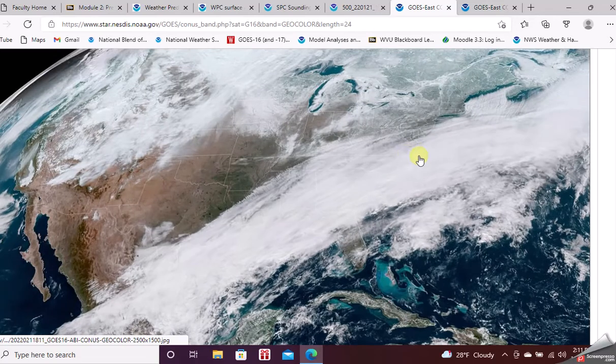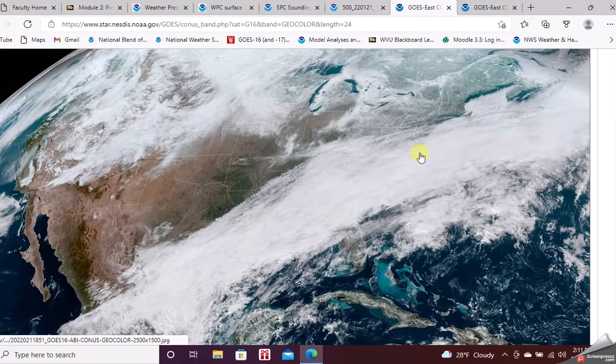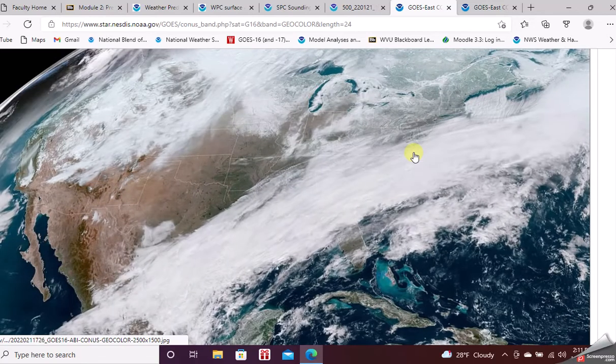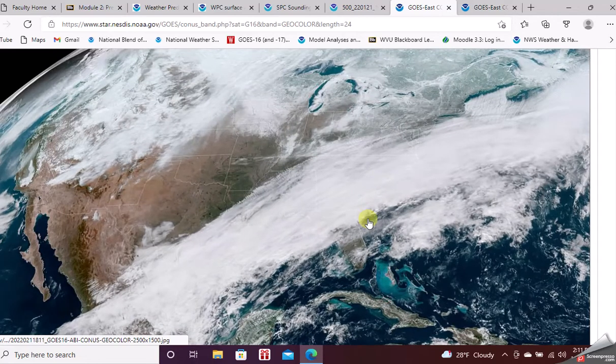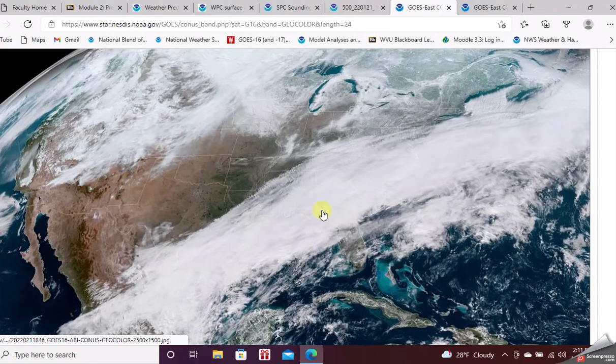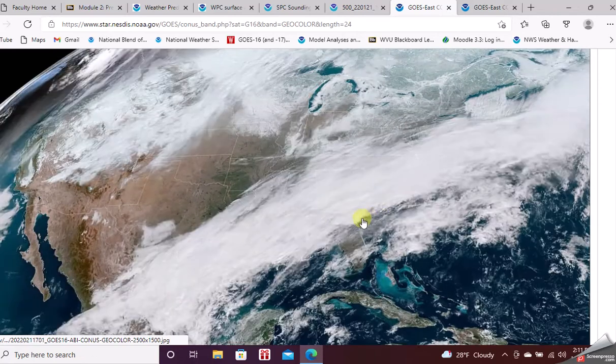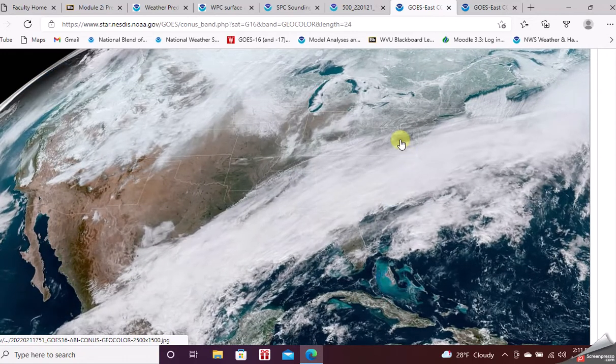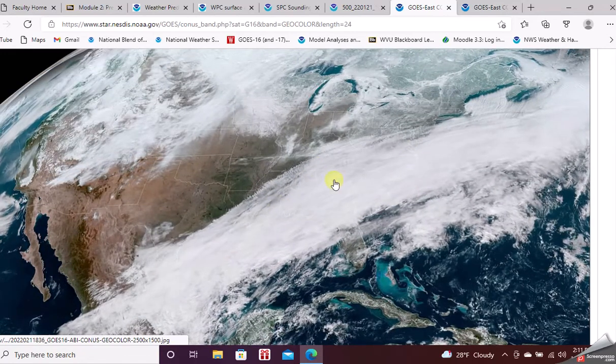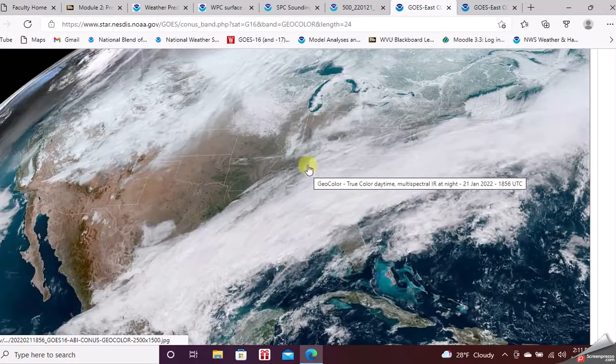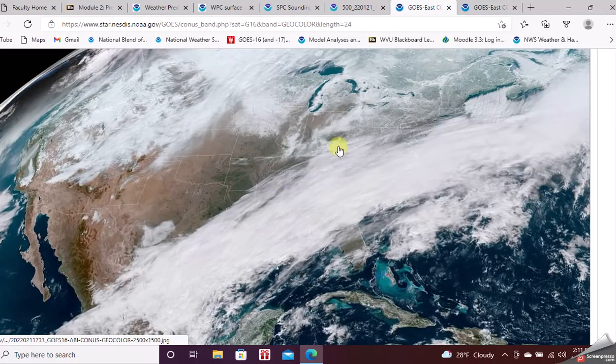I happen to be over here, and I'm getting a forecast at my house right now of 2 to 4 inches of snow. Well, if that's going to happen, then some of this moisture that's down here in Florida and off the East Coast has got to be pulled back to the north. And there's just not a lot of that going on yet. We'll have to wait and see on that part.